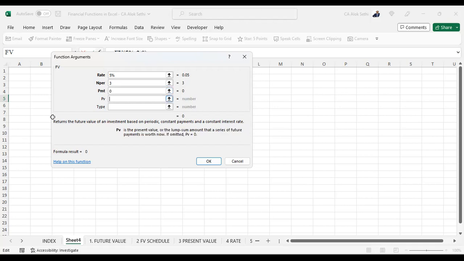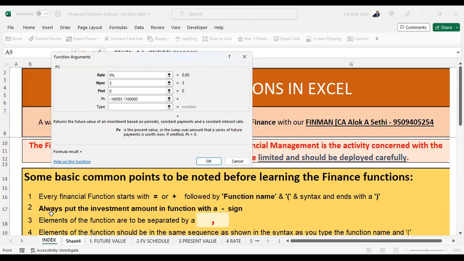Then PV is the present value or the lump sum amount that a series of future payments is worth now. Okay. So suppose I'm investing 1 lakh rupees, and I want to find out what this 1 lakh would be after a period of 3 years at a rate of 5% return on investment. So PV should always be with a negative sign. So I have given in the notes that whenever you are working on any function, your investment should be with a negative sign.